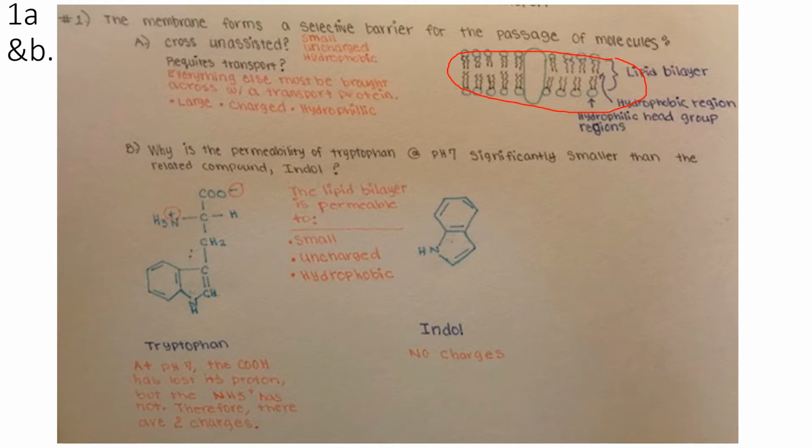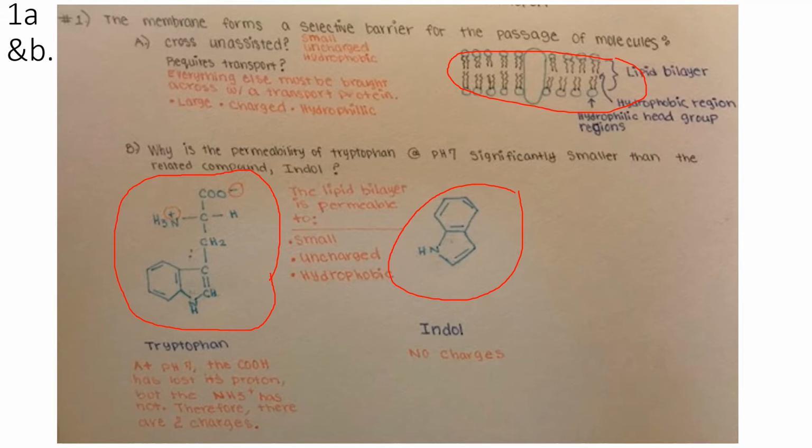So B, why is the permeability of tryptophan at pH 7 significantly smaller than the permeability of the related compound indole? So the first thing I like to do is draw your molecules. Every time they tell you to compare two different molecules, go ahead and draw them so that you can visually see what is happening. And then they're talking about permeability. So what can cross unassisted? Small, uncharged, and hydrophobic.